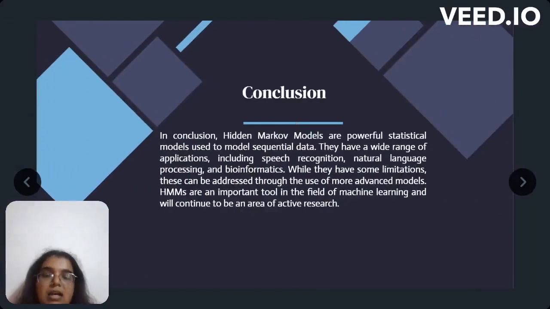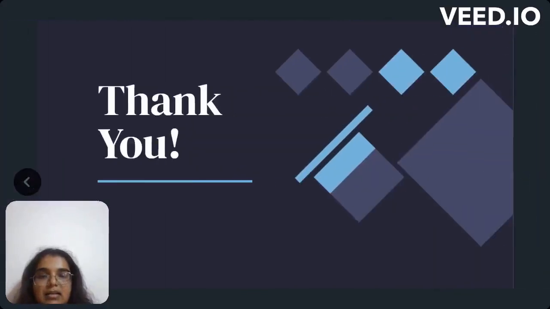In conclusion, hidden Markov models are powerful statistical models used to model sequential data. They have a wide range of applications, including speech recognition, natural language processing, and bioinformatics. While they have some limitations, these can be addressed through the use of more advanced models. HMMs are an important tool in the field of machine learning and will continue to be an area of active research. Thank you.